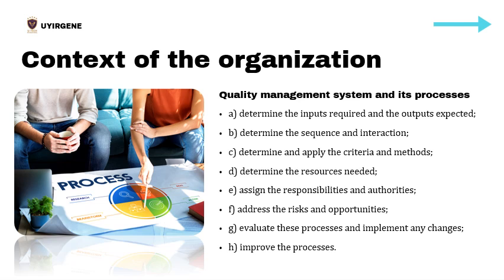Determine and apply the criteria and methods, including monitoring, measurements and related performance indicators, needed to ensure the effective operation and control of these processes. Determine the resources needed for these processes, and ensure their availability. Assign the responsibilities and authorities for these processes. Address the risks and opportunities, as determined in accordance with the requirements. Evaluate these processes, and implement any changes needed to ensure that these processes achieve their intended results.